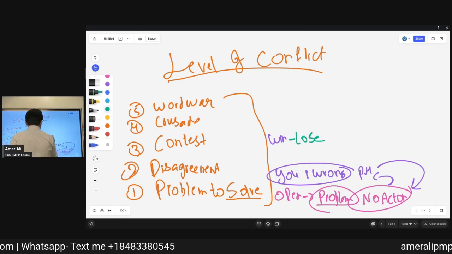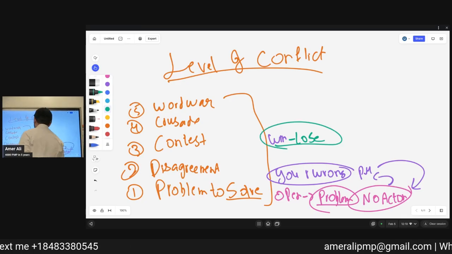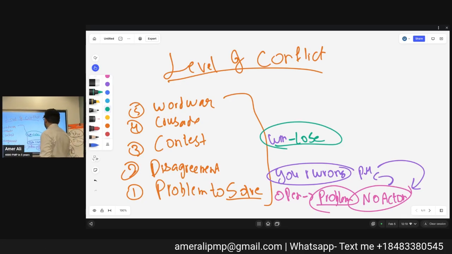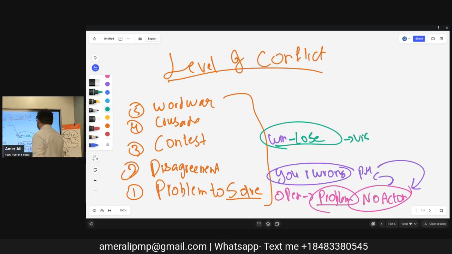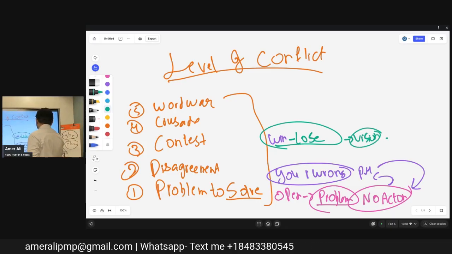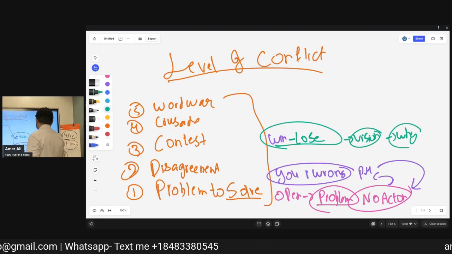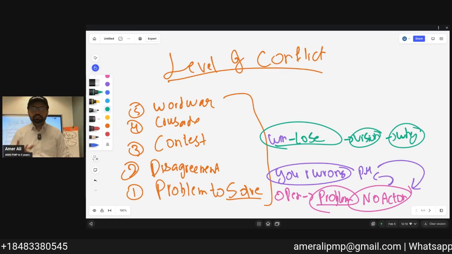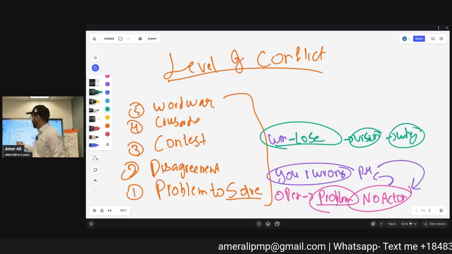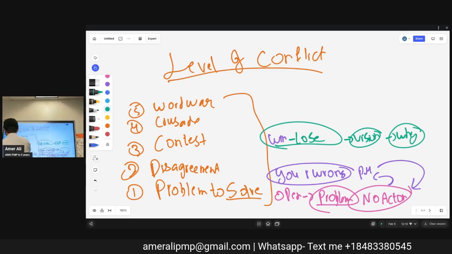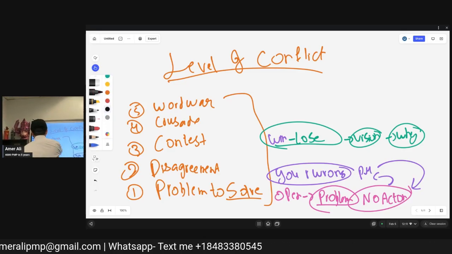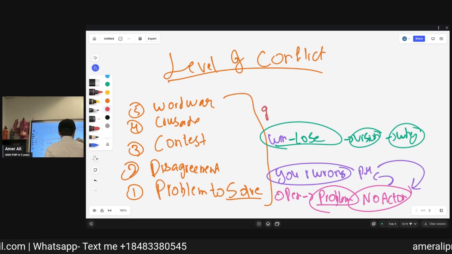For me to win, you need to lose. Here, the PM needs to jump in and set the vision of the project, why we are doing it, so that they know it's not about them, it's about the project. Crusade: here it was individual thinking. Here, a very dangerous stage, we become group thinking.